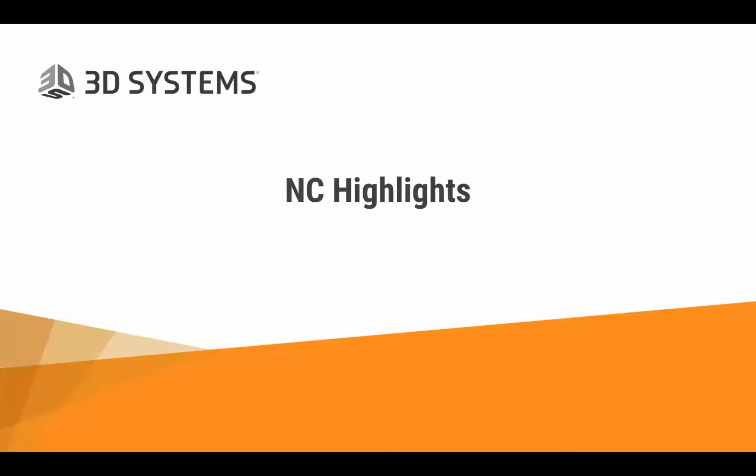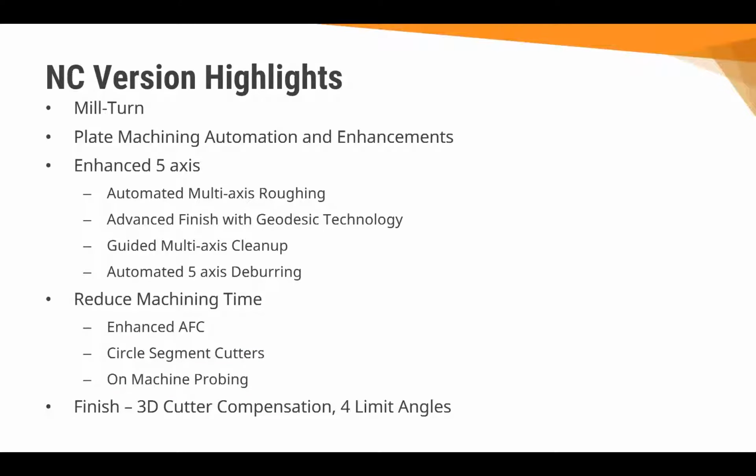Okay, so moving on to the NC highlights. This is looking at some of the new tools we have in the NC, which is a big part of version 15. So some of the new highlights is the mill turn functionality, the plate machining automation enhancements, the enhancements to the 5-axis machining in terms of multi-axis roughing, finish with the geodesic technology, the guided multi-axis cleanup, and the 5-axis deburring.